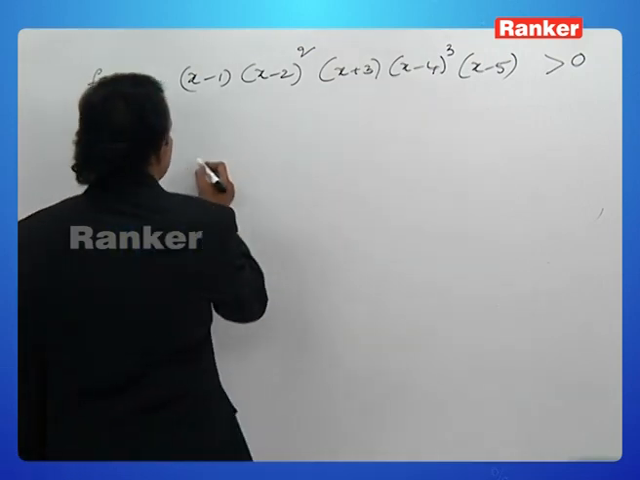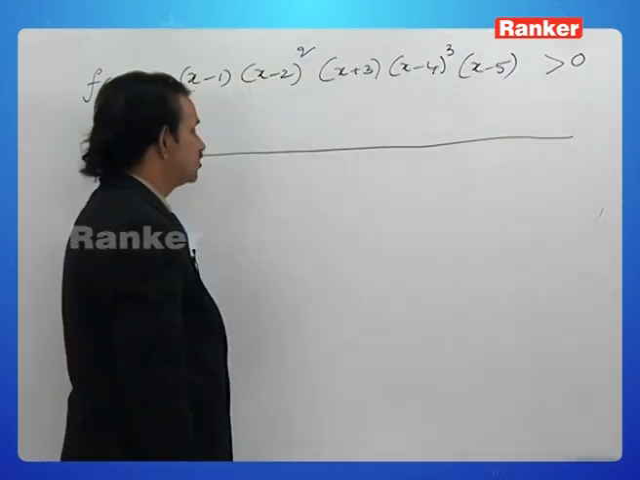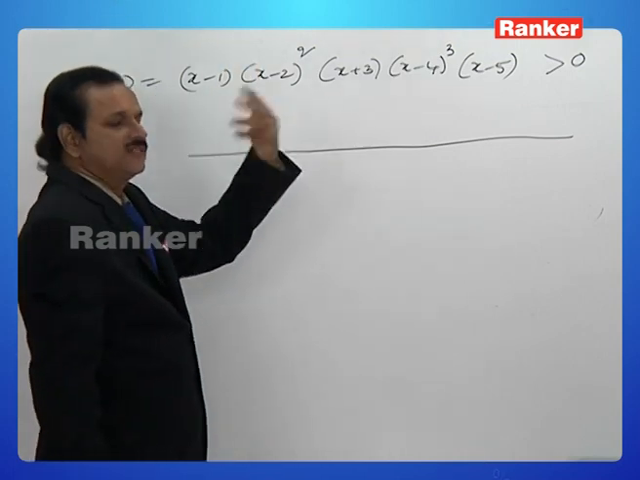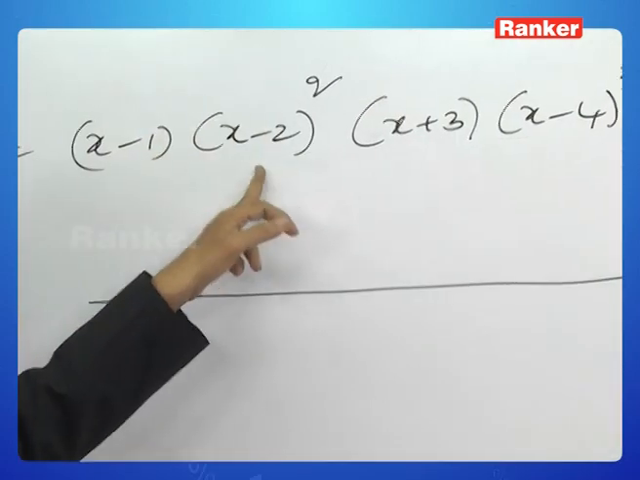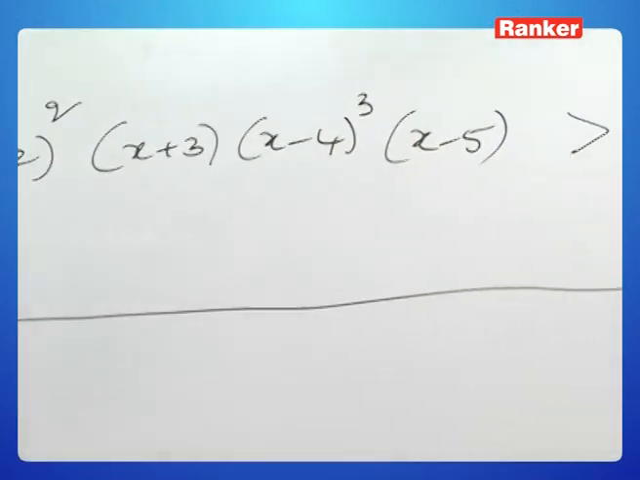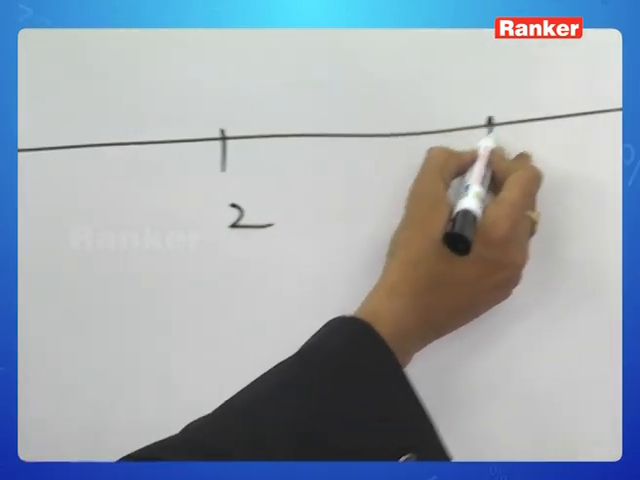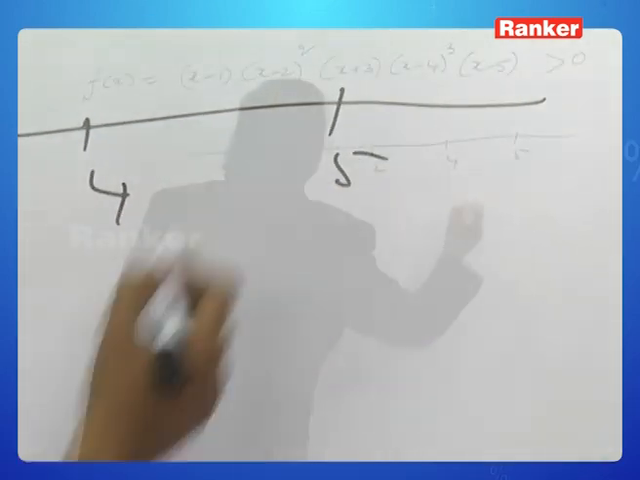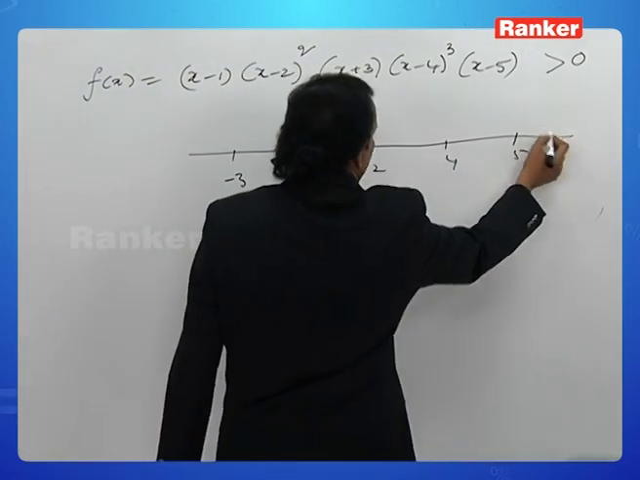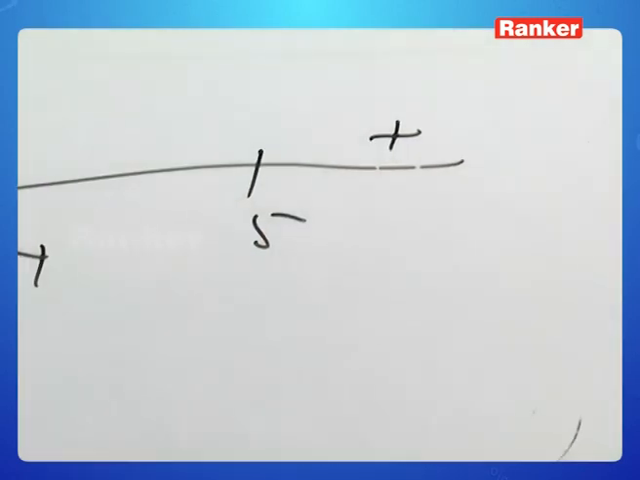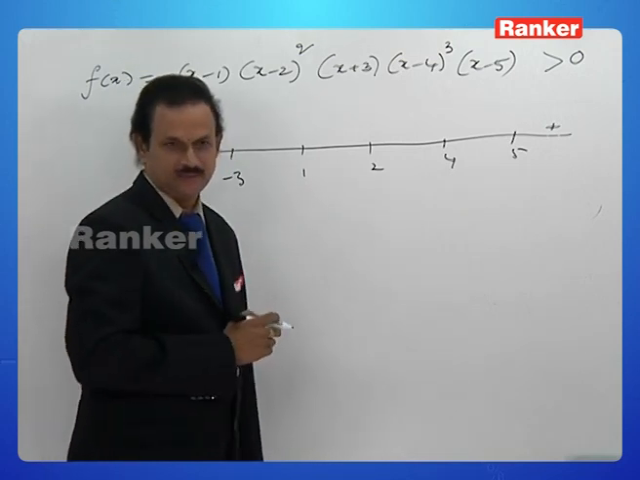Then, is there any change in the procedure? Let us see. First of all, what are the roots? In the increasing order, let us trace the roots: -3, 1, 2, 4, 5. As usual, beyond this largest one, positive. Let us first understand the style of putting these plus and minus symbols here.